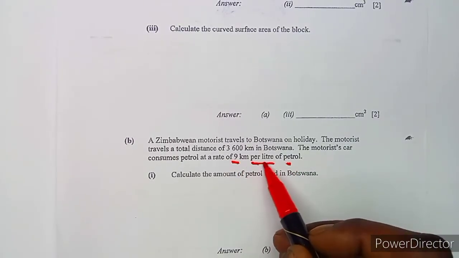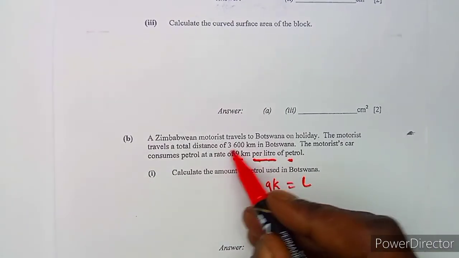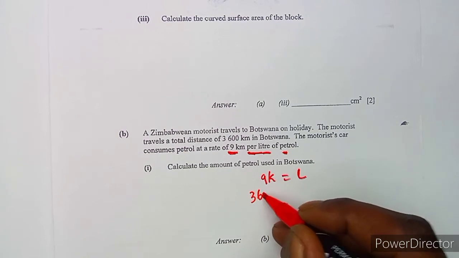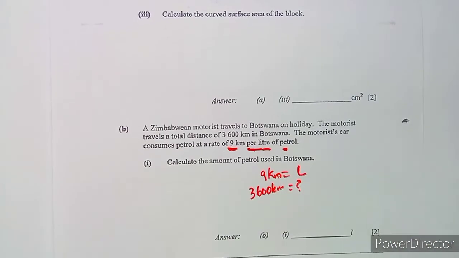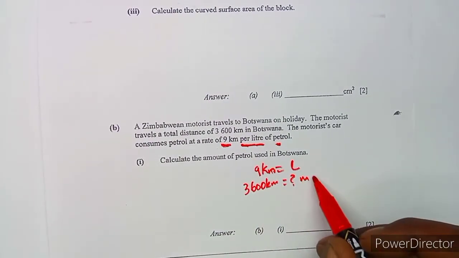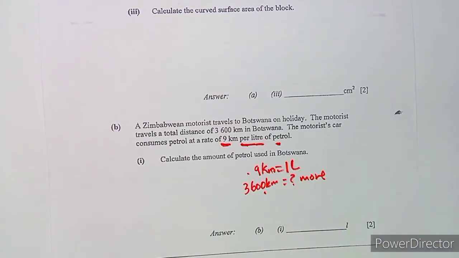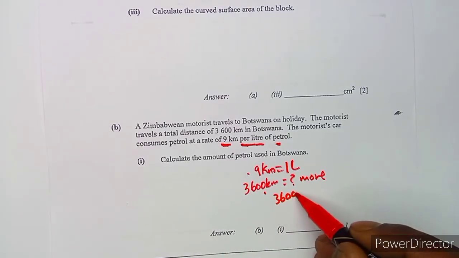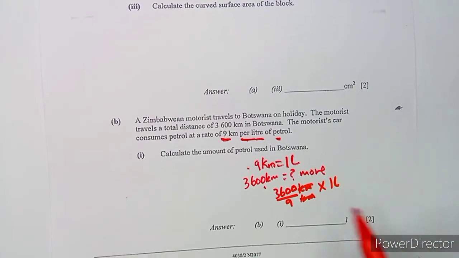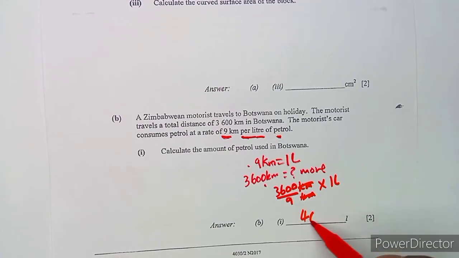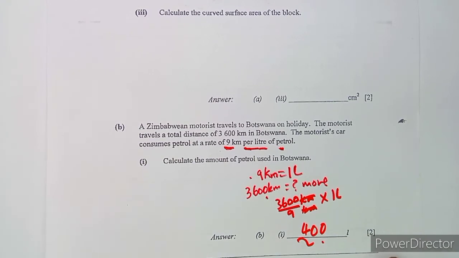Whenever there is 9 kilometers, we are going to use a liter, but we traveled how many kilometers? 3,600 kilometers. So how many liters is it going to be? Just like that, a simple proportion, isn't it? So this is going to be more. So this over this times a liter is going to give us the exact answer. So we've got 3,600 over 9, which is kilometers times 1 liter. So the kilometers will cancel, and we are going to obtain 400 liters. So that is the amount of petrol that was used in Botswana, that is 400 liters.